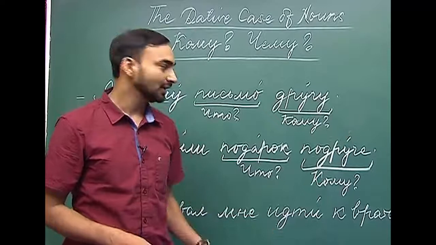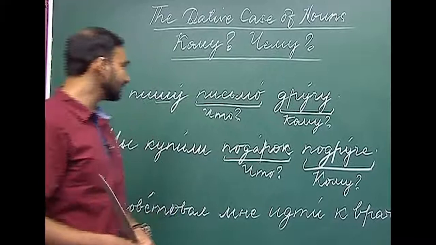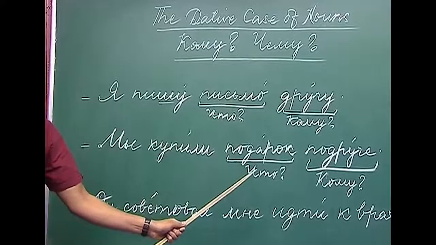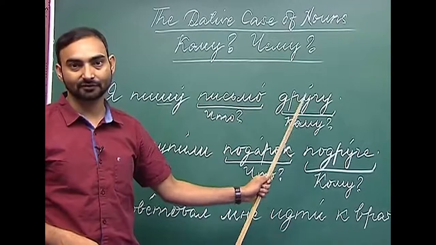Why are they called indirect objects? Because the subject in both these sentences, ya and mi, is related to these nouns through the direct objects. So, if there is no direct object, there will be no indirect objects. So, that is why they are called indirect objects. They are indirectly related to the subject here.